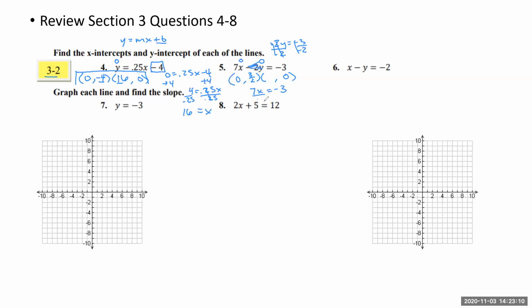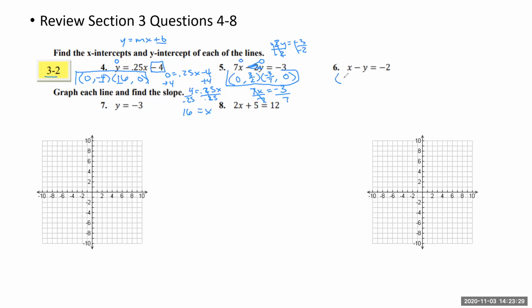And then we're going to divide by 7 on both sides. And for our x, we're going to come out with -3/7. So that is our answer for number 5. That is where it crosses the x and the y axis.